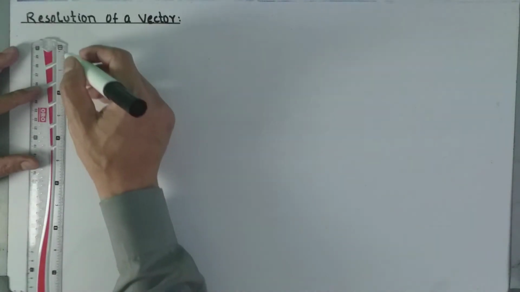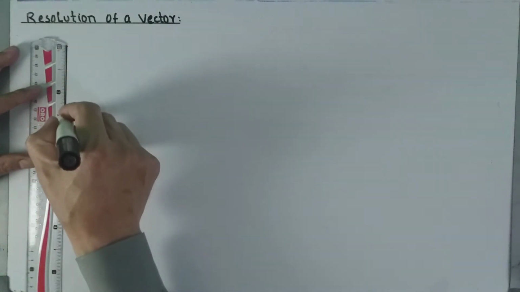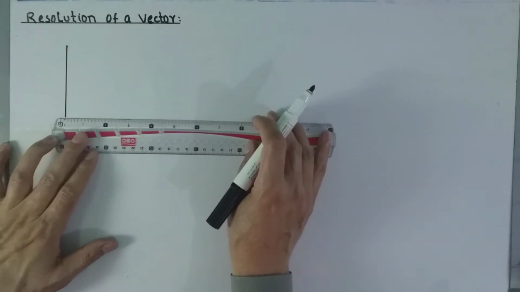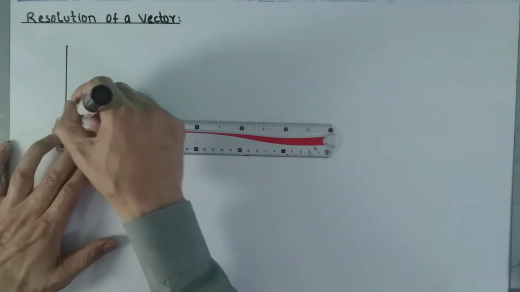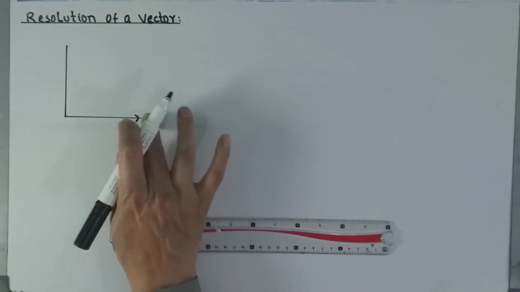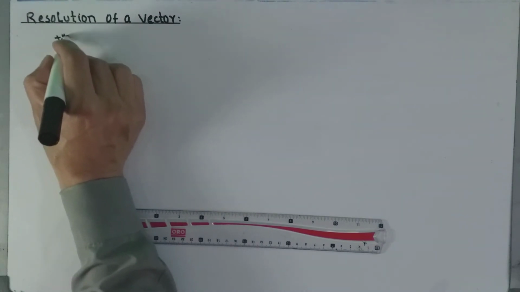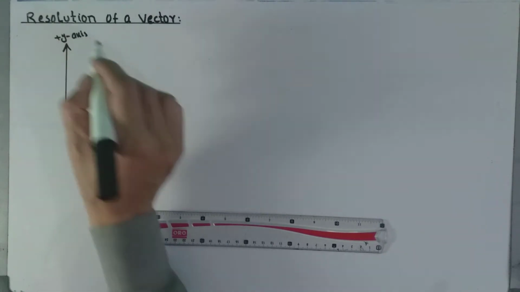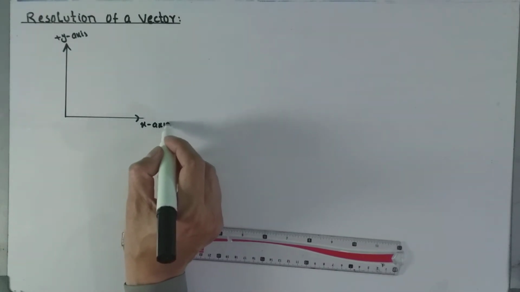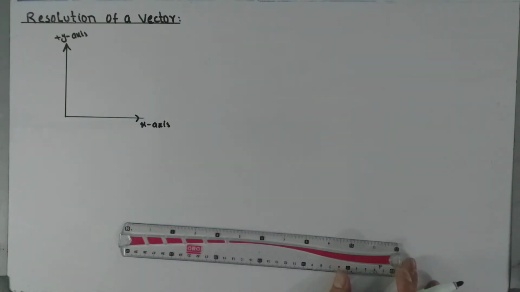Now let's say we are starting from the two-dimensional system, two coordinate system. This is the x-axis and this one is the y-axis, plus y-axis, and this one is the plus x-axis. Now we have a vector.